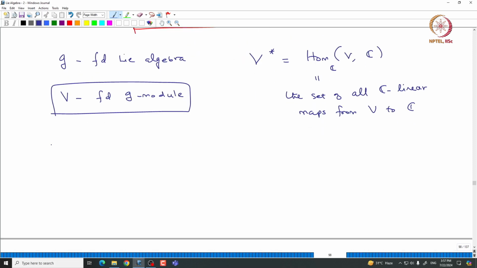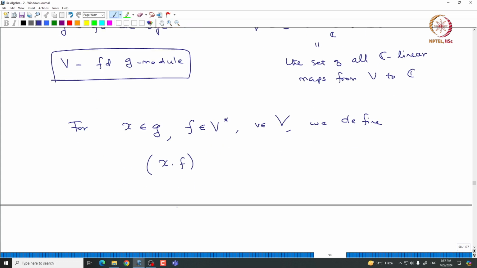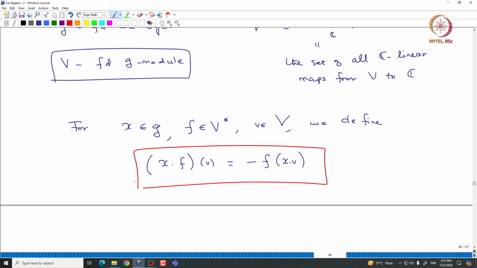We want to define a G action on V star. How can one define it? One can define it using this formula. Given X in G, F in V star and capital V in V, we define X dot F, which is a new element of V star. We need to say how it is defined on capital V. X dot F acting on V is just minus F of X dot V. We already know what X dot V is, and then we apply F on X dot V with the minus sign. So, this is the action that we define on V star.